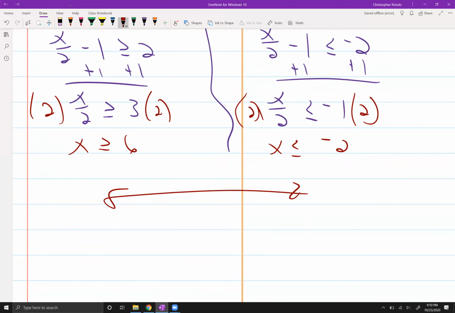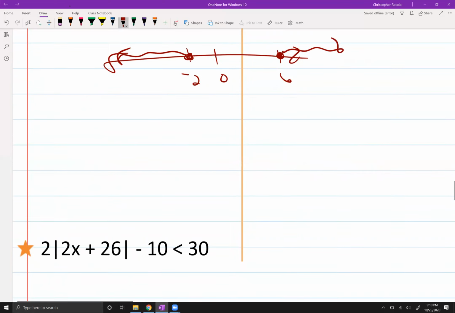And reviewing again. So here's my 0. We'll call the 6 way over here. Negative 2 is over here. We got closed circles this time. Greater than 6. All right, we're going to the right. Less than negative 2. We're going to the left. So then outside one more time.